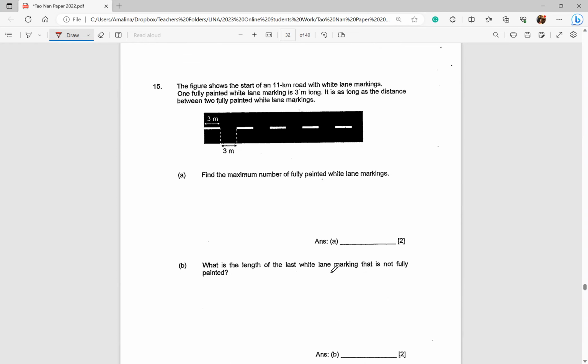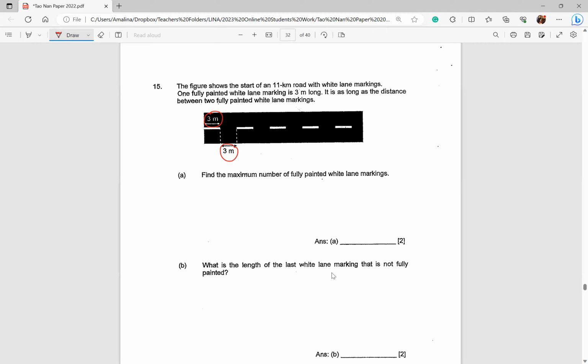Okay, question 15. The figure shows the start of an 11 km road with white lane markings. Now, one fully painted white lane marking is 3 meters long. It is as long as the distance between two fully painted white lane markings. In other words, this 3 meters here, the distance of the white lane, is the same as the interval, the gap between your two white markings. So part A, find the maximum number of fully painted white lane markings. Okay, how do you find this?